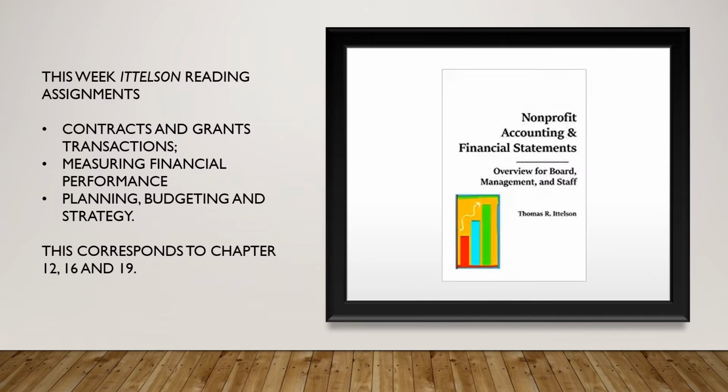In Idelson, you'll have read required chapters on contracts and grants transactions, measuring financial performance and planning, and budgets and strategy. This corresponds to chapters 12, 16, and 19. There are supplemental readings, chapters 8 to 11, but really chapter 12, I believe, is the best template. And I want you to look at chapters 8 to 11, but I'm not going to hold you accountable for them.